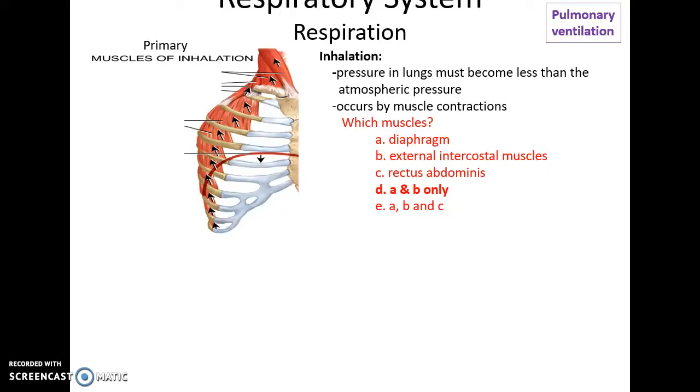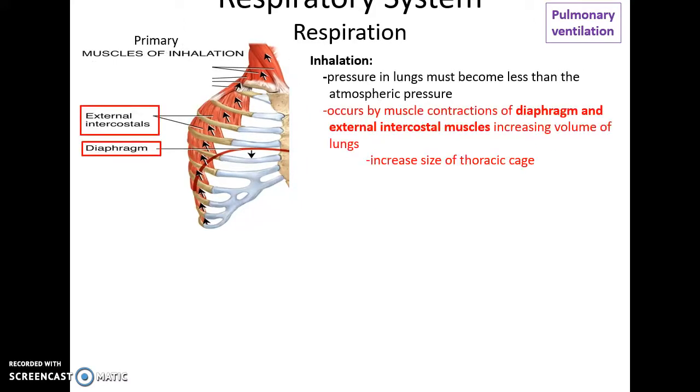Inhalation, breathing in. For inhalation to occur, the pressure in the lungs must be less than the atmospheric pressure. And in order to get this to occur, we have certain muscles that will contract. The diaphragm, which pushes down, expanding the size of the lungs vertically, and the external intercostal muscles that contract to pull the ribs out and up. And so between these muscles, we expand the overall volume of the lungs, which lowers the pressure in the lungs, which allows air to move into the lungs. So again, diaphragm and external intercostals are the ones that increase the volume of the lungs, which decreases the pressure in the lungs that allows air to enter.